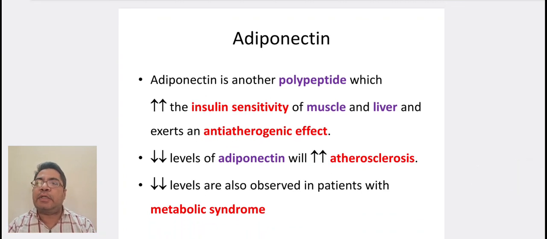Coming to adiponectin. Adiponectin is another polypeptide which increases the insulin sensitivity in muscle and liver and exerts an anti-atherogenic effect. Decreased levels of adiponectin will increase atherosclerosis. Also, decreased levels of adiponectin are observed in patients with metabolic syndrome.